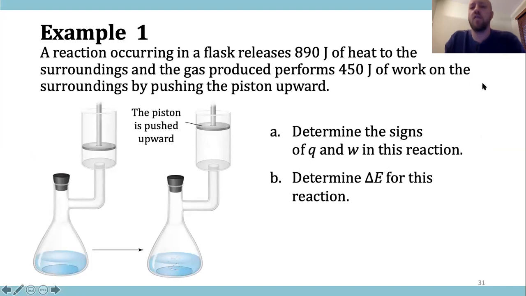It's missing the star here. A flask releases 890 joules of heat, okay? They didn't tell you that the value on that is negative. You have to put that on there. So if it's releasing heat, the energy is going out, the flask is releasing heat, that's negative 890 joules of heat.